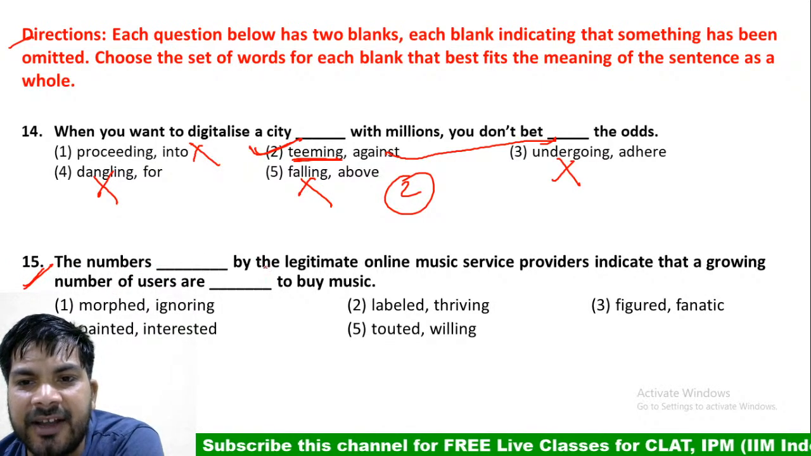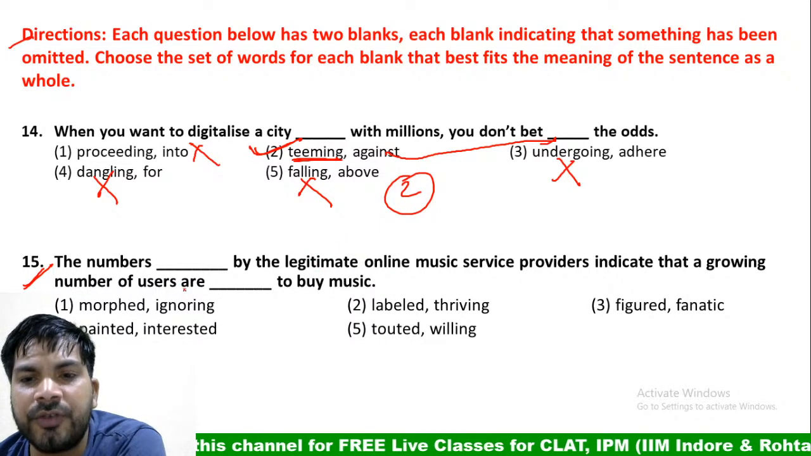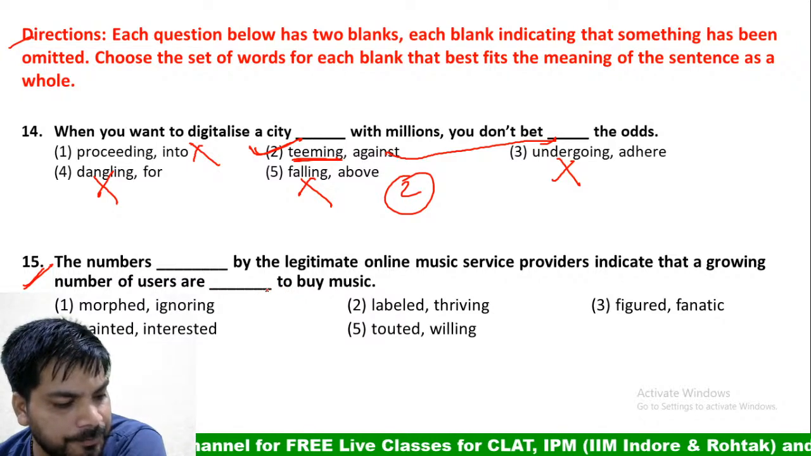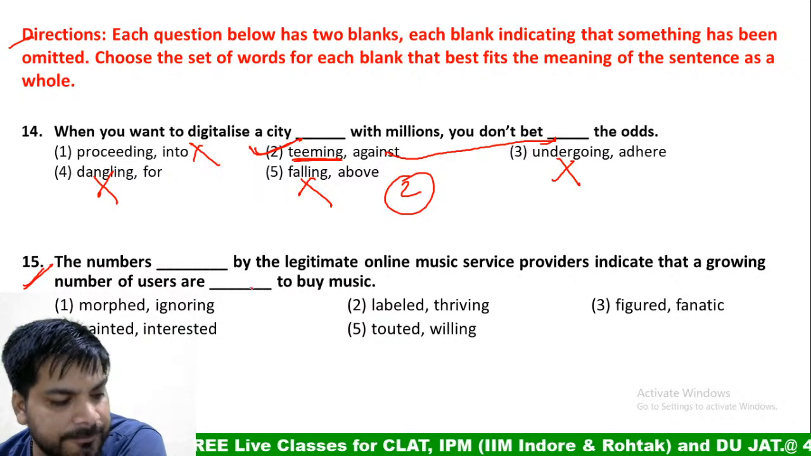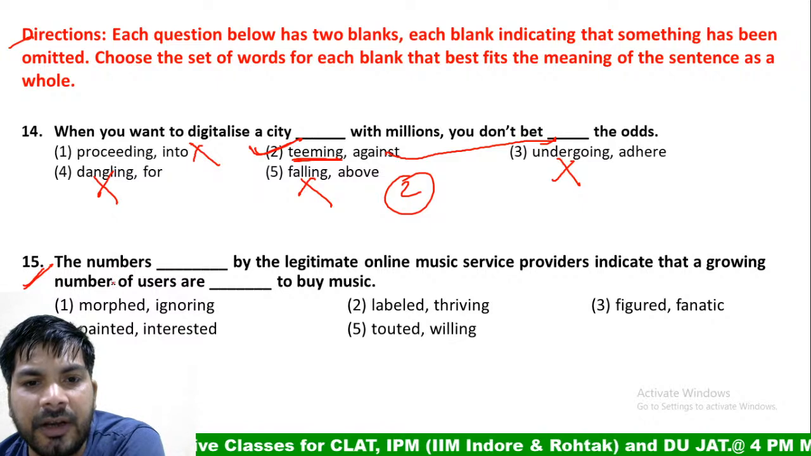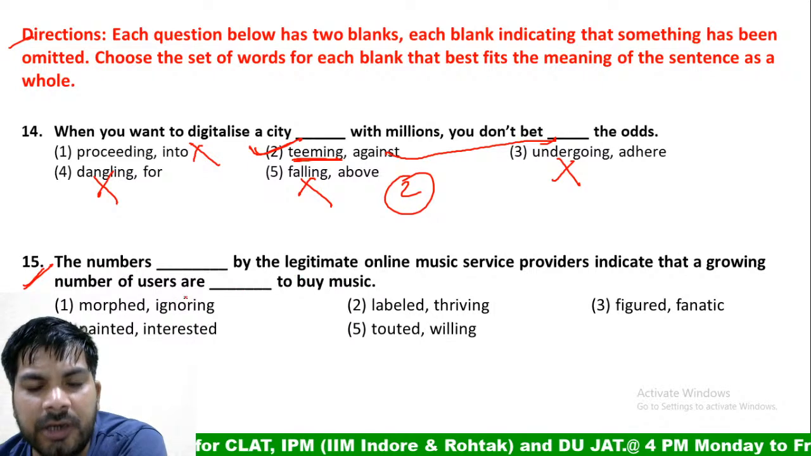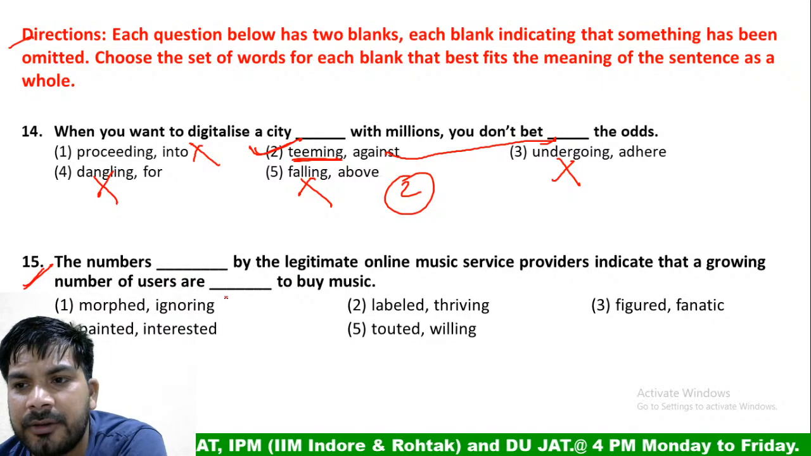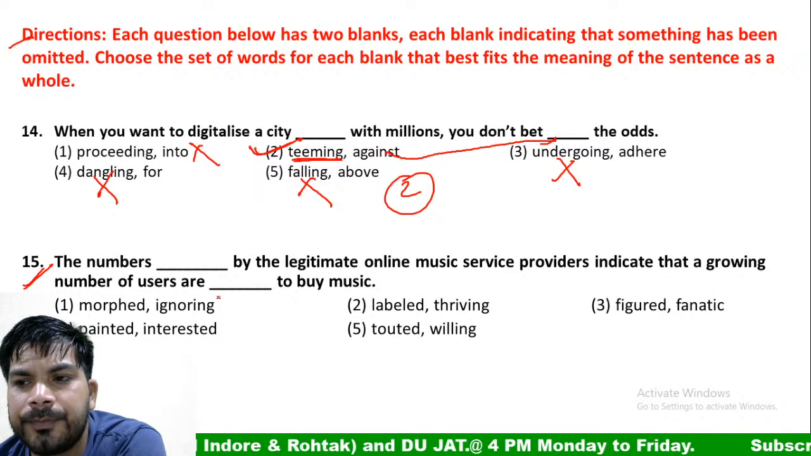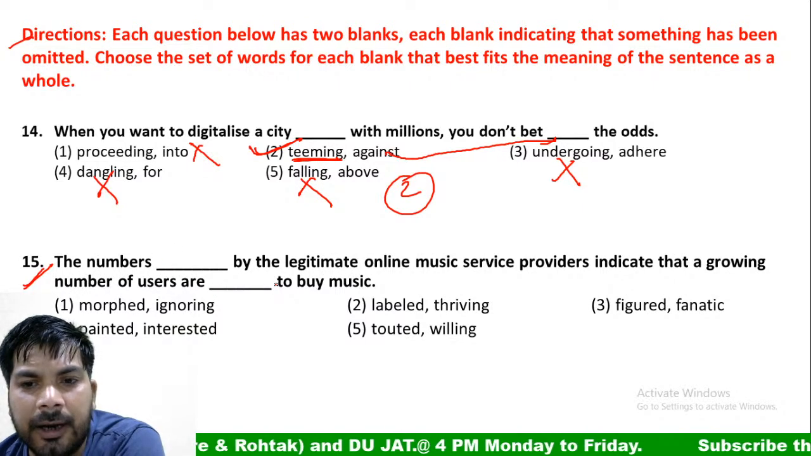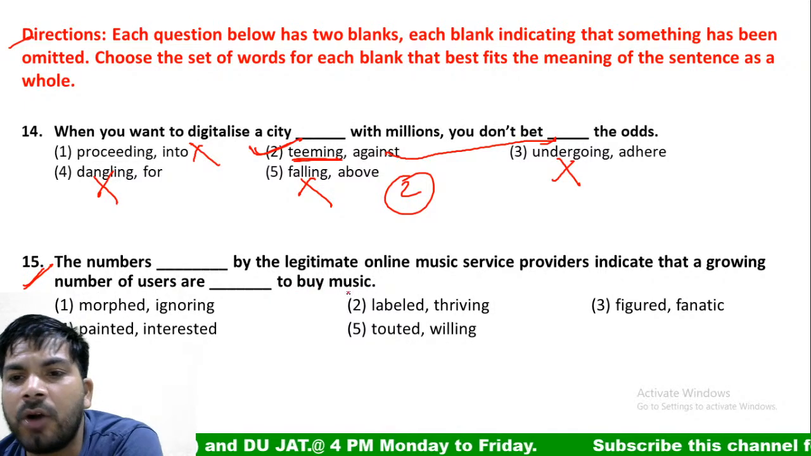The numbers dash by the legitimate online music service providers indicate that a growing number of users are dash to buy music. So what should be the right answer? First of all, let us see. Indicate that a growing number of users are dash to buy music. That means they want to buy music only.